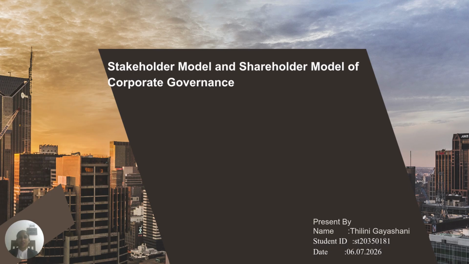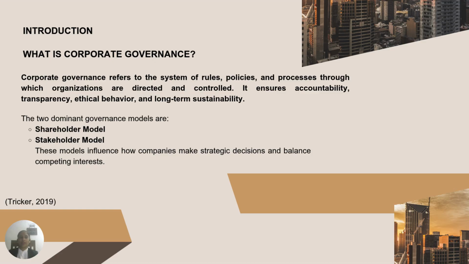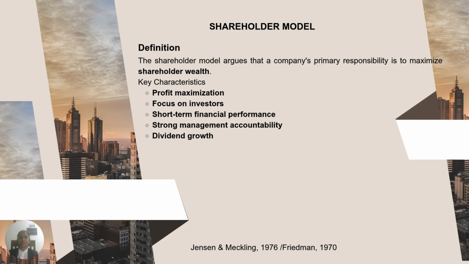Corporate governance has two major models: the stakeholder model and the shareholder model. Here, I would like to compare the key characteristics of these two models and how they influence corporate decision making. And I would like to take some real world examples to explain this briefly.